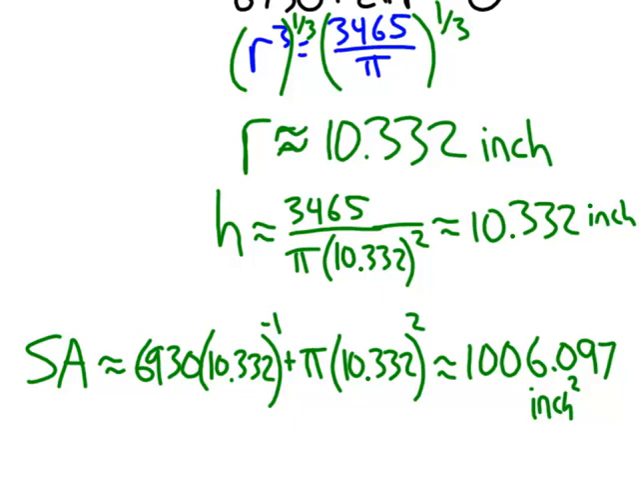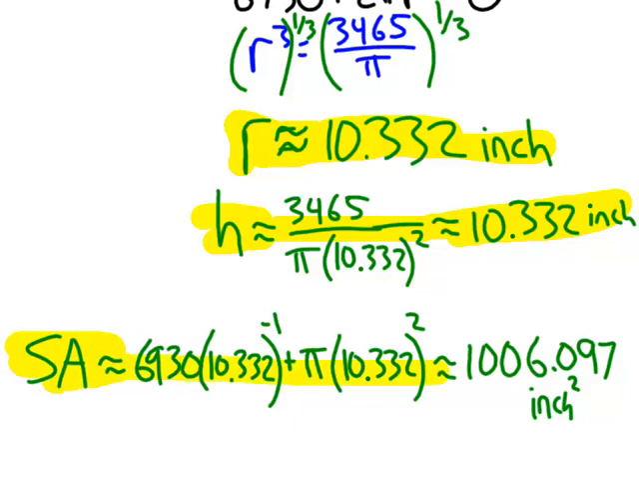Now, something interesting worth noting is that when you're calculating h, notice that when you plug 10.332 into the formula for h, you get 10.332 as an output. That seems like an odd coincidence that our optimal radius here and our optimal height both turned out to be the same number. Kind of strange, isn't it?